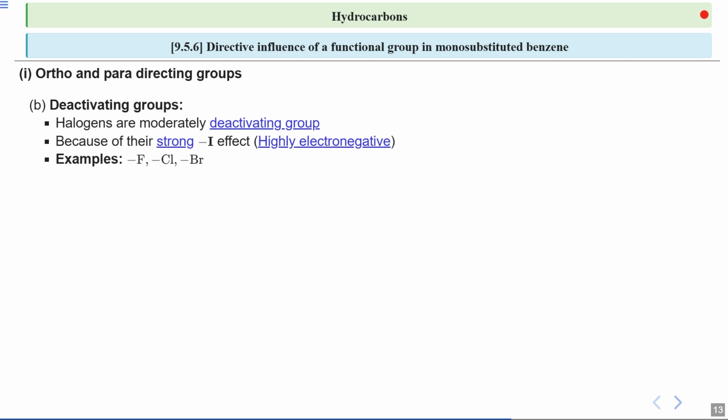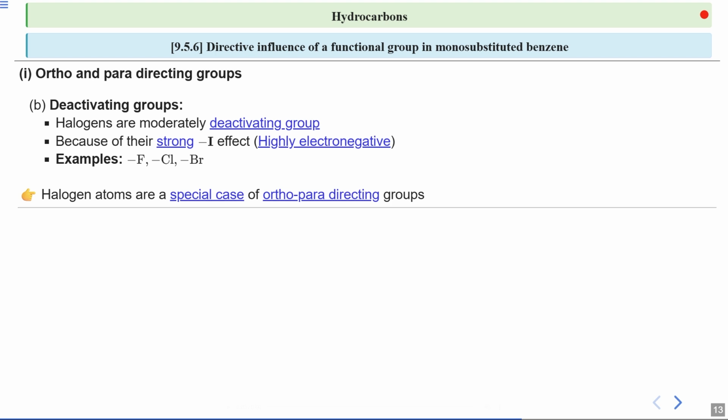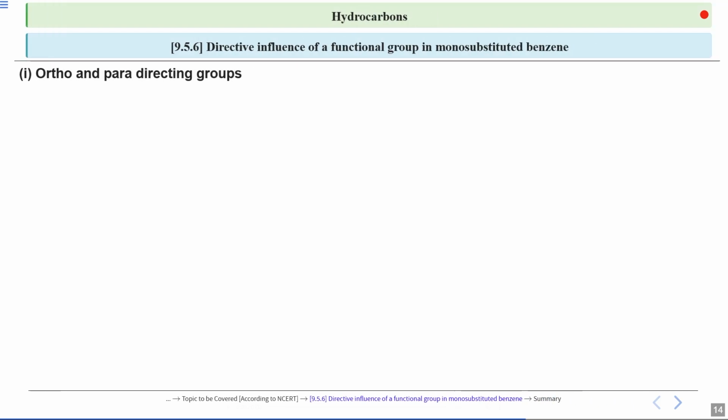So basically it includes fluorine, chlorine and bromine. If you see fluorine, chlorine or bromine attached to the benzene ring, you know that this will influence where a new group can attach and how fast the reaction goes. Halogen atoms are a special case of an ortho-para directing group. So you can just sum it up and say this. Now moving on further, we will see how it is happening and why they are ortho-para directing instead of being electron withdrawing, ring deactivating groups.